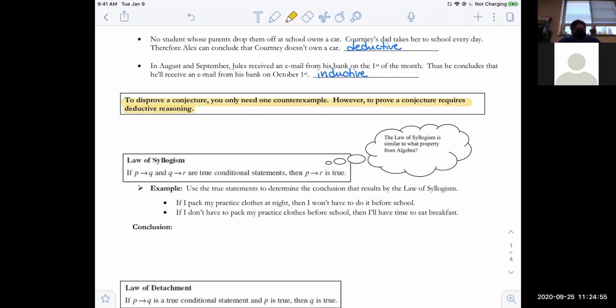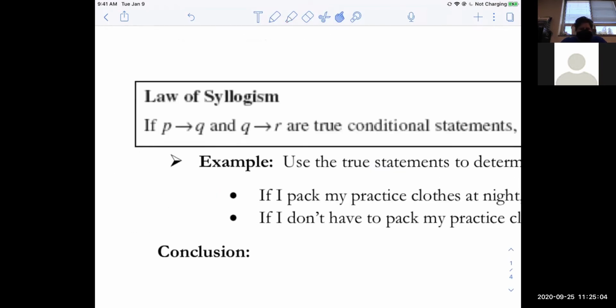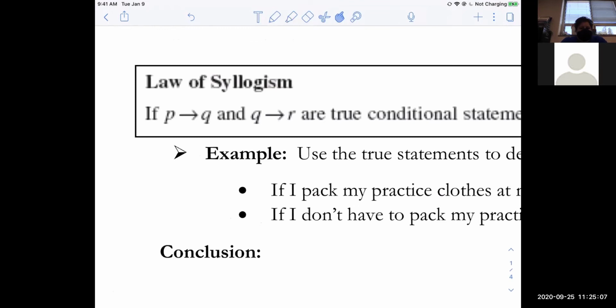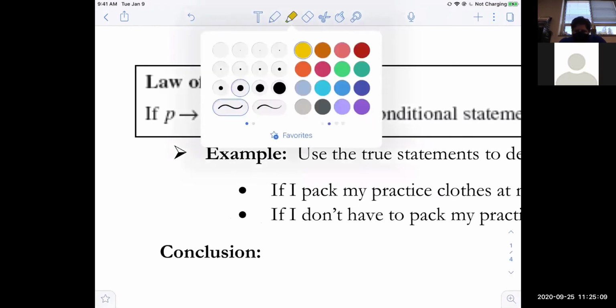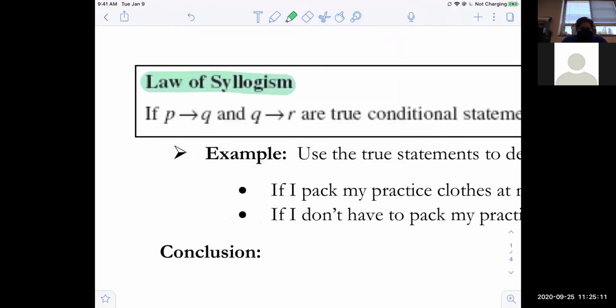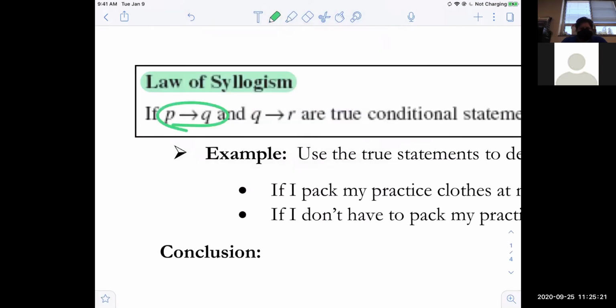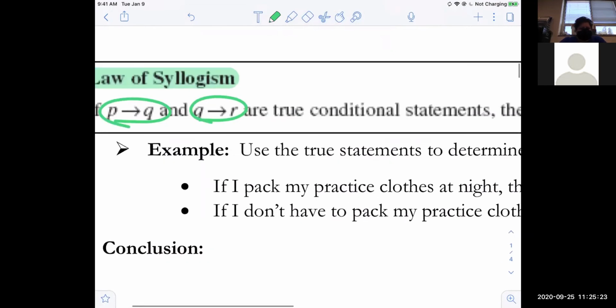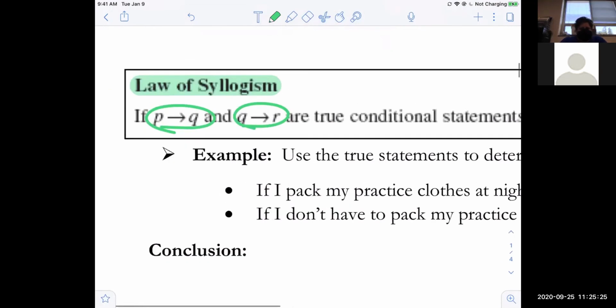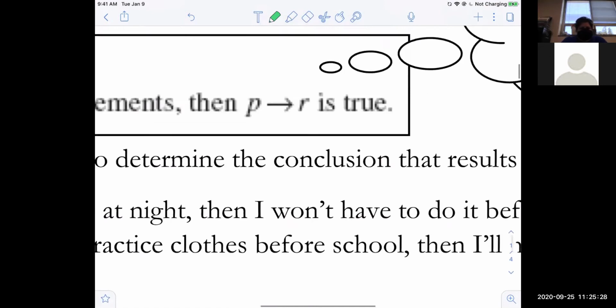Okay, the first kind of deductive reasoning we're going to look for the pattern in. If P implies Q, that means you have two statements put into if-then form. This is called the law of syllogism. It's a soft G. If P implies Q and Q implies R are true conditional statements, then P implies R is also true.